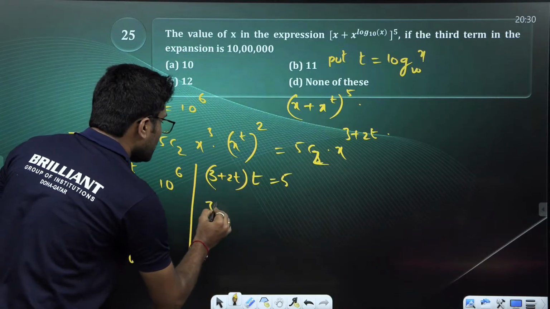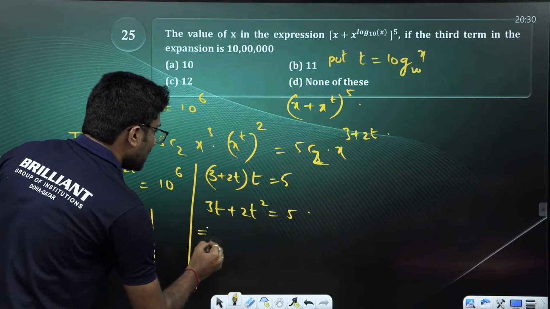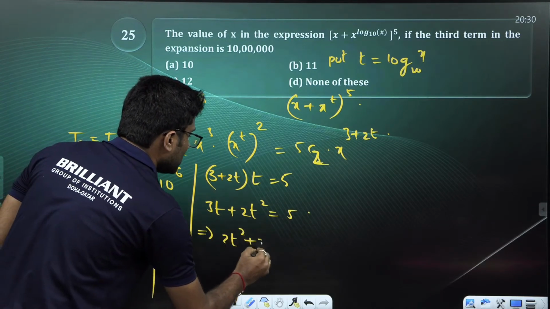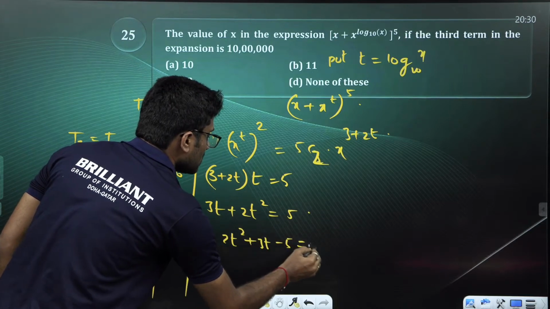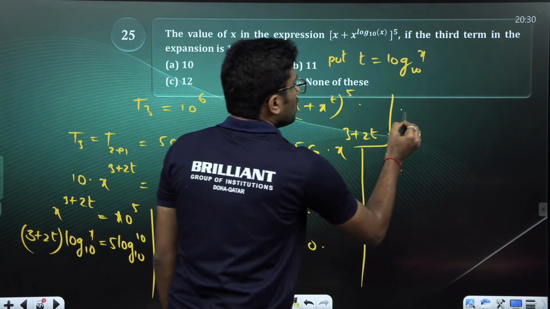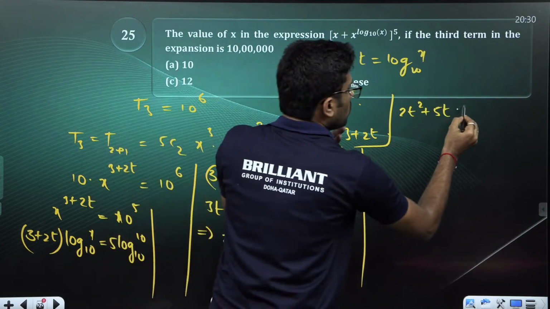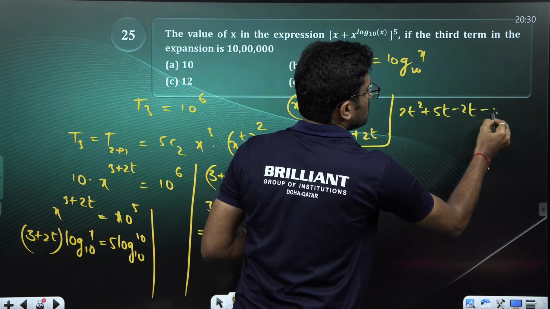So 3t plus 2t square equals 5. That becomes 2t square plus 3t minus 5 equals 0. We can solve it by splitting: 2t square plus 5t minus 2t minus 5 equals 0.